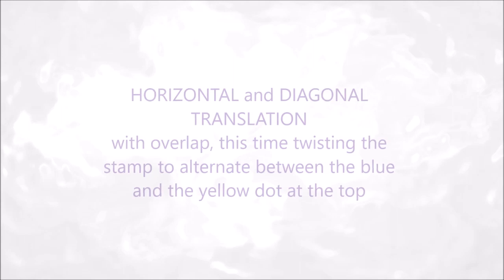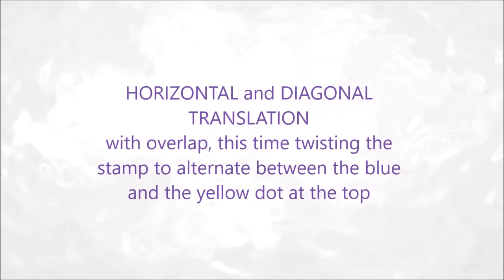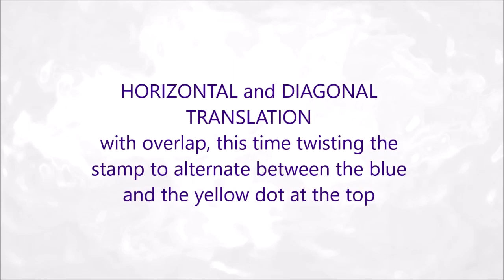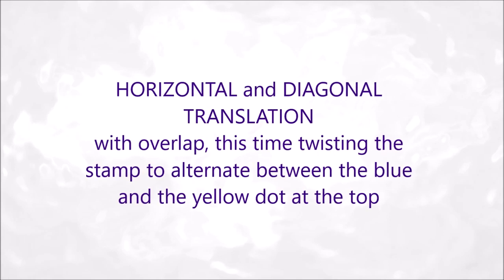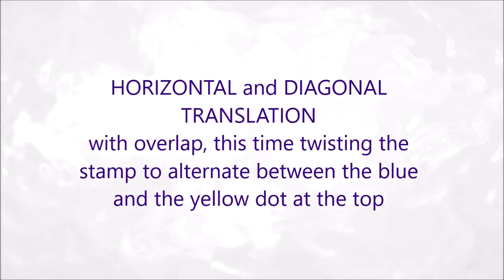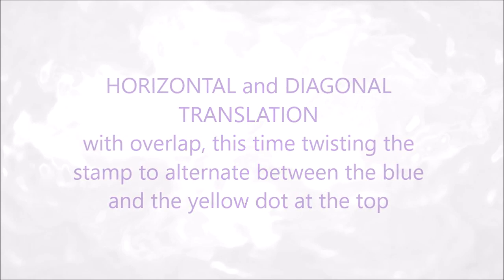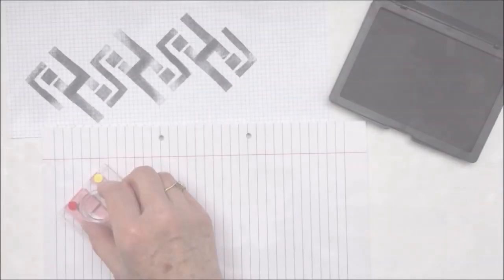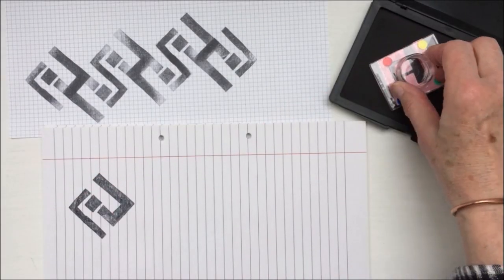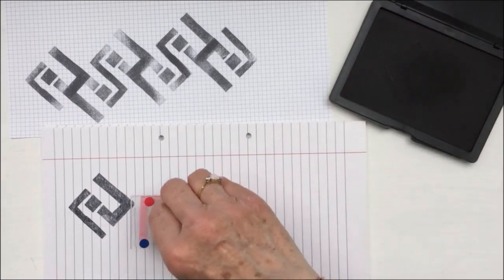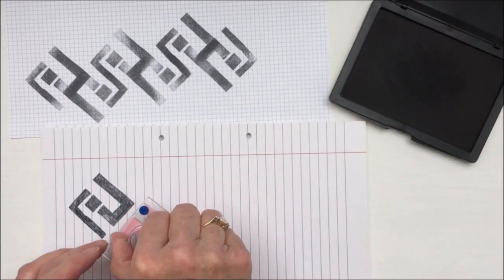Horizontal and diagonal translation with overlap, this time twisting the stamp to alternate between the blue and the yellow dot at the top. So this time, instead of creating diagonal bars, we're creating diagonal zigzags.